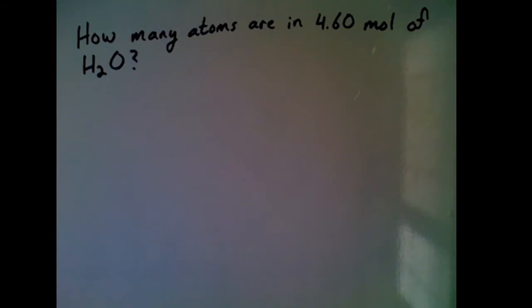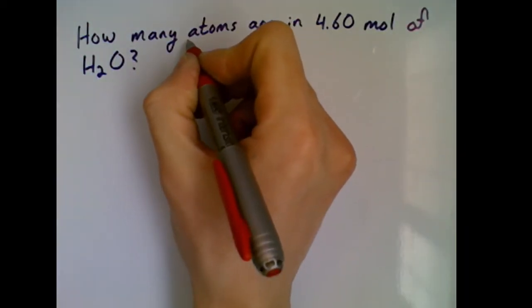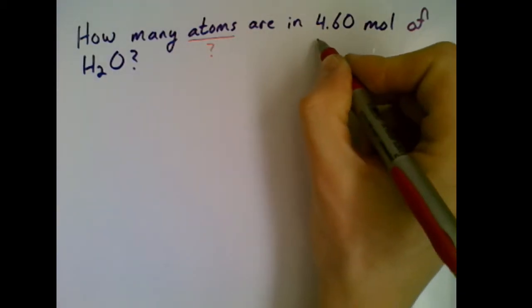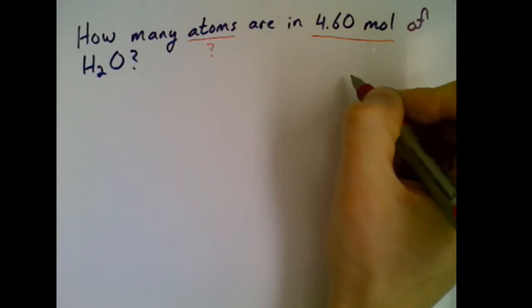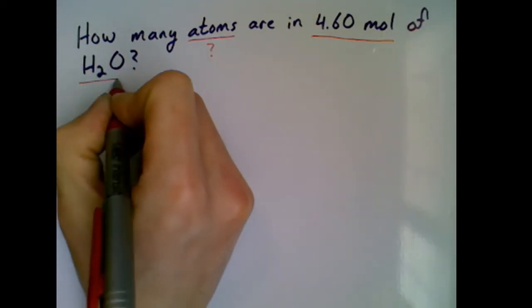So now that we've seen how to do that, let's take a look at how we can add another little piece to this, because remember that Avogadro's number isn't just for atoms, it's for moles of whatever we're dealing with. And so let's take a look at an example where we're not given atoms, but we're given something a little bit different. In this example, it says, how many atoms are in 4.60 moles of H2O. It looks pretty similar to the last one. We're trying to solve atoms. We're given moles, but I want you to notice H2O.